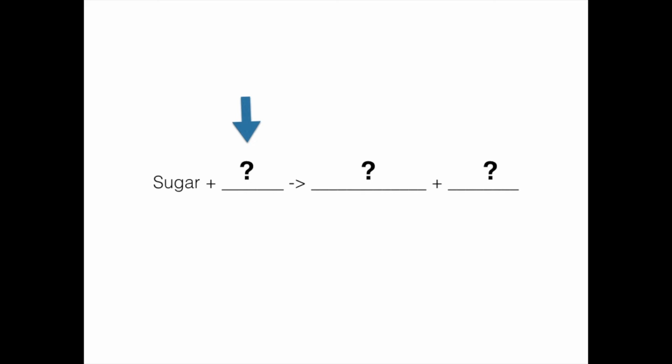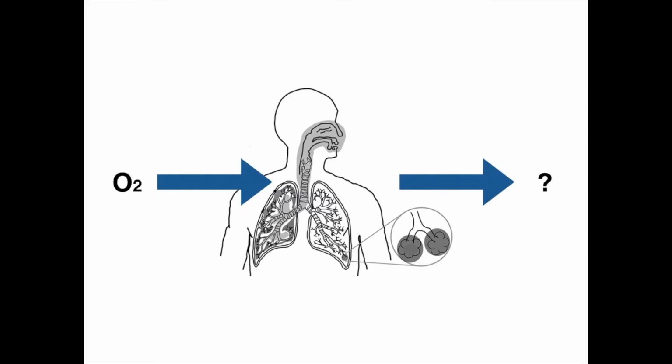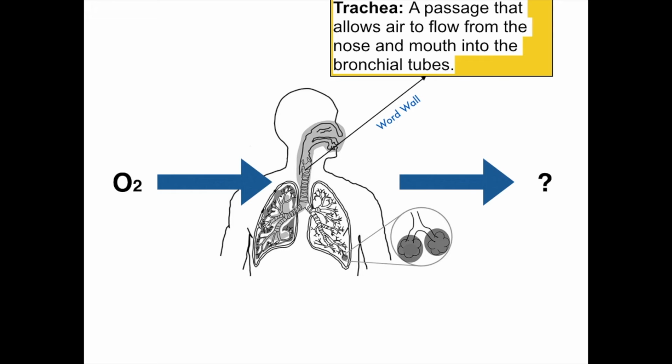We burn the sugar by reacting it with something else. To understand that something else, think about the cashew lab that we also did. Burning is a chemical reaction. When we burn something, we are reacting it with oxygen. In the same way, we need to breathe in oxygen in order to react sugar.